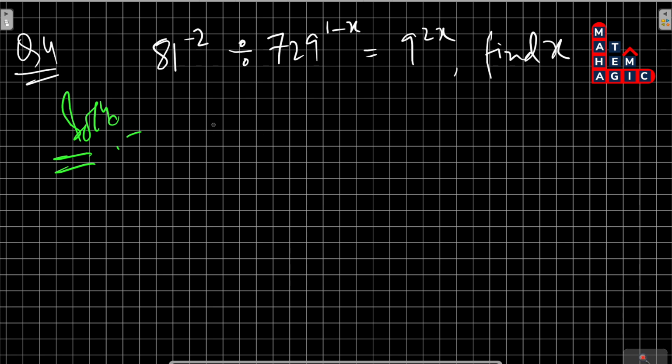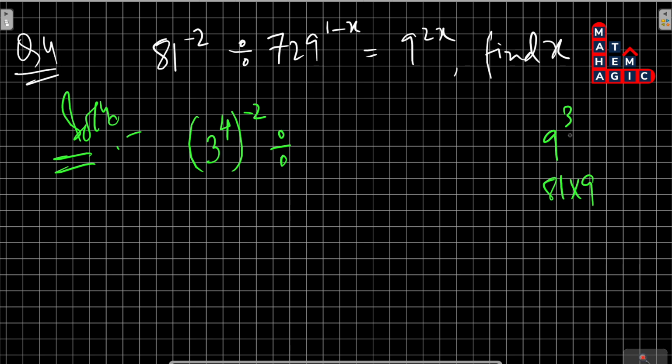If we see this sum, this 81 is a composite number, and we know that it's 3 to the power 4, so we can simply write (3^4) whole to the power minus 2. Then the division: does anyone know 729 is a power of what? Anyone? No one? If you break 729, you will find that it is simply 9 cubed, because 9 squared is 81, and 81 into 9 gives 729.